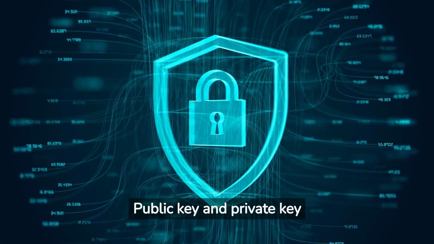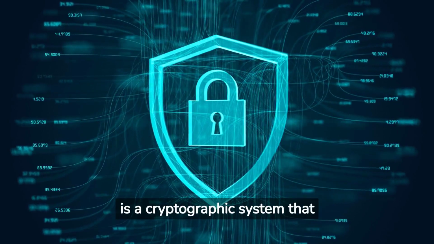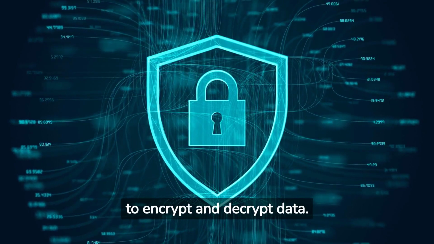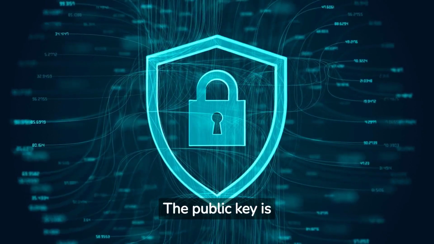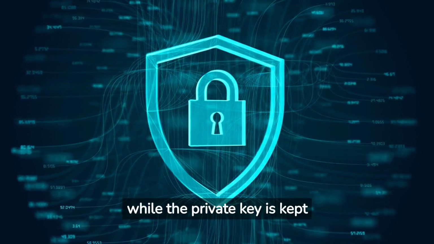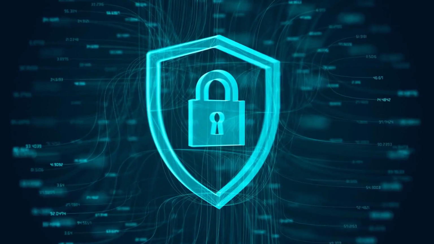Public key and private key encryption, also known as asymmetric encryption, is a cryptographic system that uses two keys, a public key and a private key, to encrypt and decrypt data. The public key is available to anyone who wants to send an encrypted message, while the private key is kept secret by the owner of the public key.